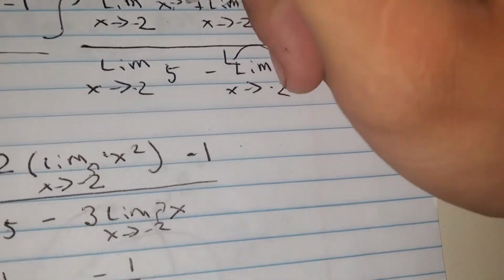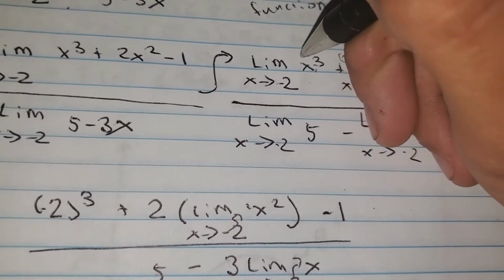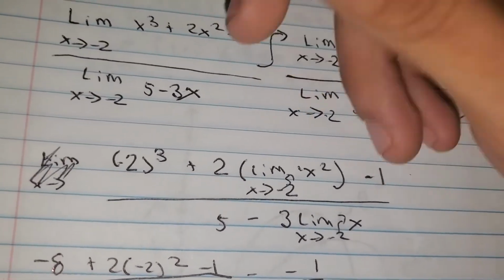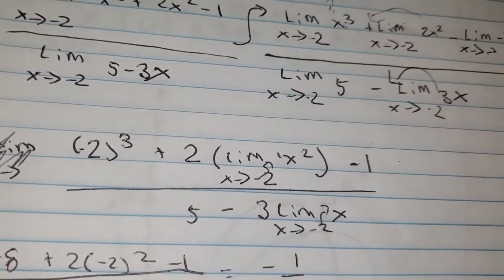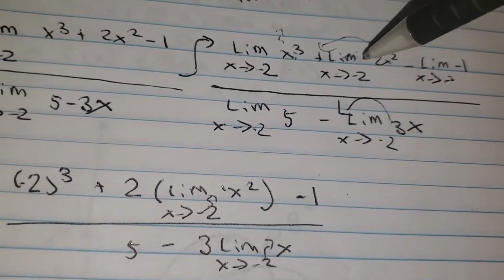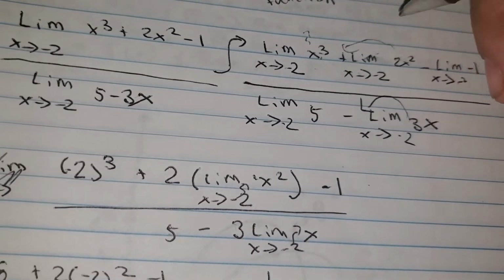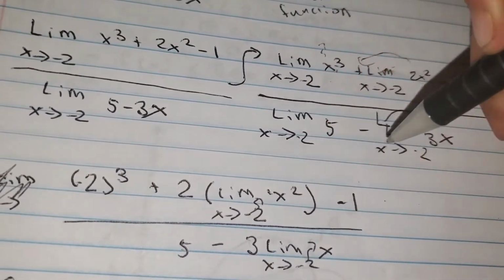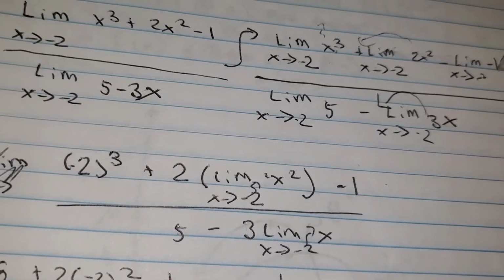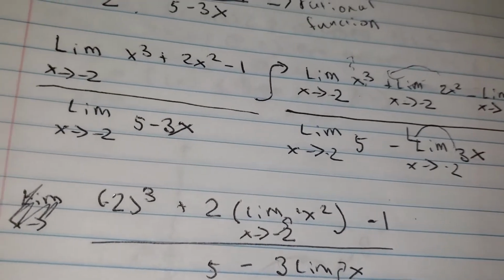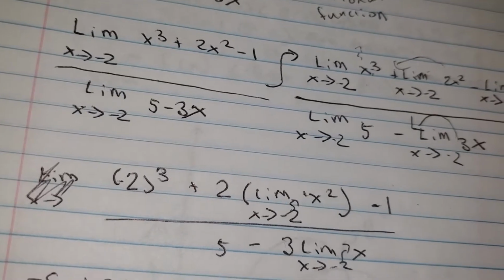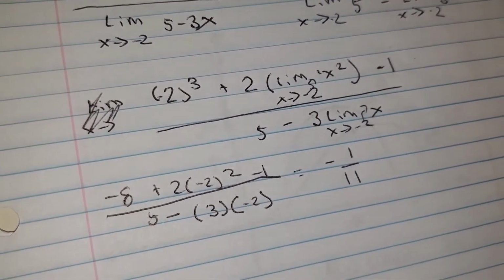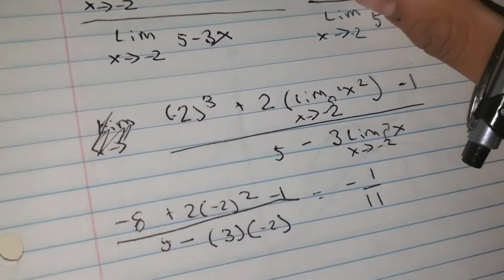All right, so because this is a power, we are allowed to directly substitute. So minus 2 cubed plus, all right, there's a constant here, so we pull the constant outside the limit. So we have 2 times the limit as x approaches minus 2 of x squared, and the limit of the constant is 1. So minus 1. Sorry, I made a mistake there writing it out.